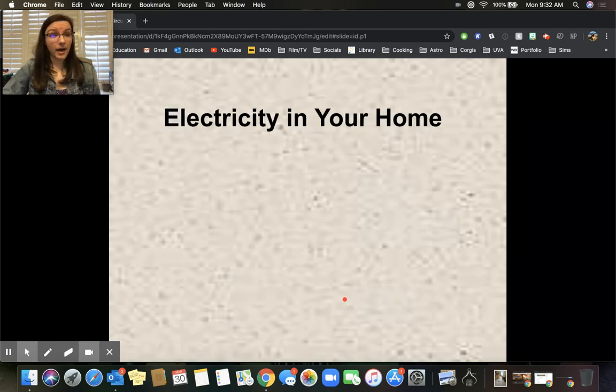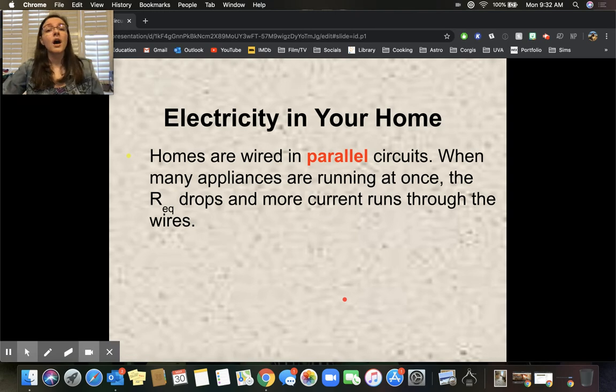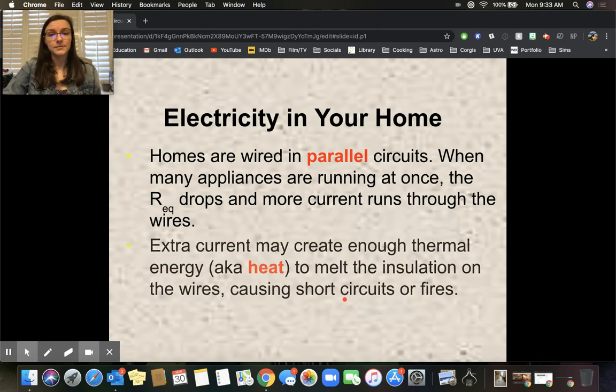So now if I think about the electricity in your house, with the series circuits, I talked about how with Christmas lights, if one light bulb is burnt out, then the entire string isn't going to work because that is in series. Homes, you might have realized, are probably wired in parallel circuits with lots of different appliances running at once. The total or the equivalent resistance drops and more current can run through the wires. It also means that if my kitchen light bulb were to go out, it does not affect my TV in the living room, because one piece can break without it breaking the entire circuit.